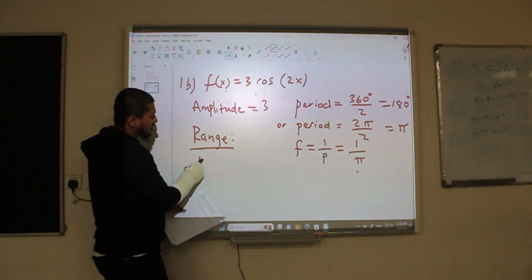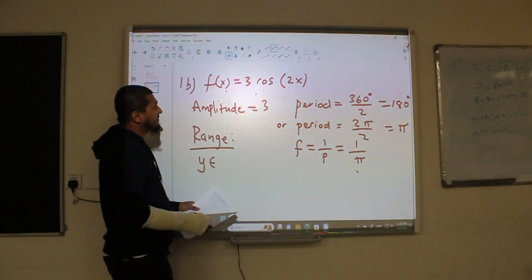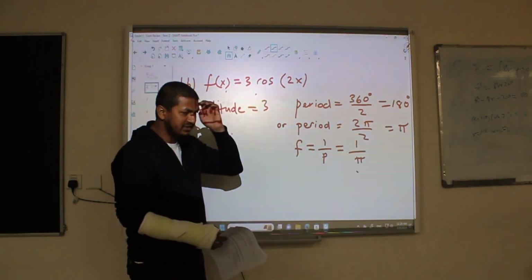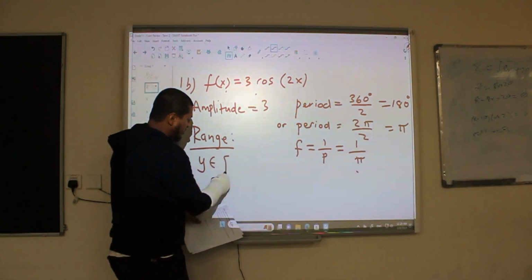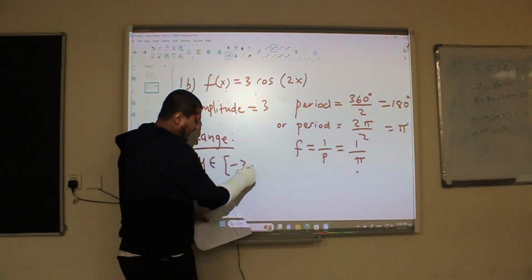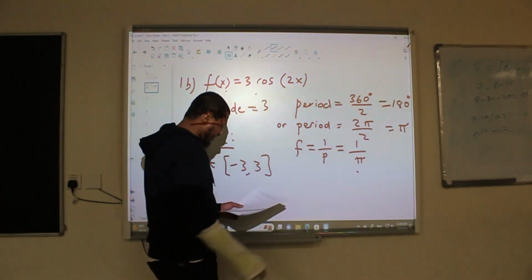Range is basically y is an element of... What's the starting value? Because we're going 3 cos 2x, there's no transformations in this function. So we go 3 up or 3 down. So the minimum value is -3 and the maximum value is 3. So we have the range.